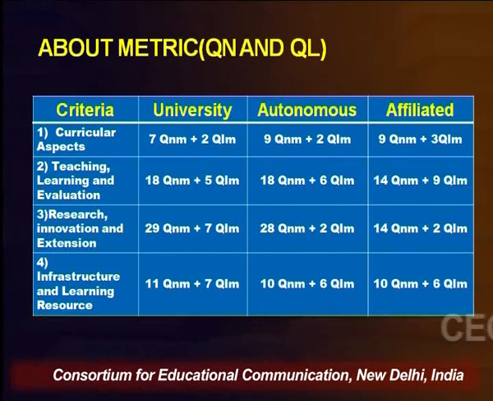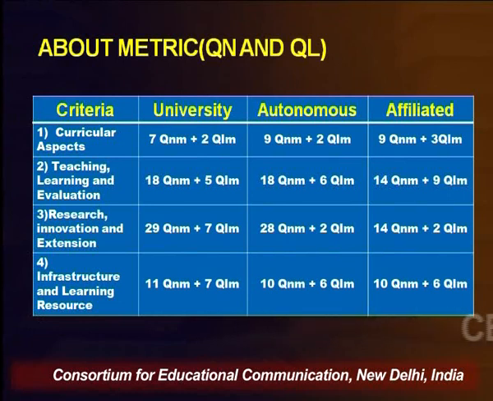Number 2, teaching, learning and evaluation. We have 18 quantitative metrics and 5 QLs, 18 for autonomous and 6 qualitative metrics for autonomous. For affiliated colleges and constituent colleges, we have 14 quantitative and 9 qualitative metrics. There is a little difference between the number of quantitative metrics and qualitative metrics as far as the different grades, that is the university, autonomous and affiliated colleges, are concerned.